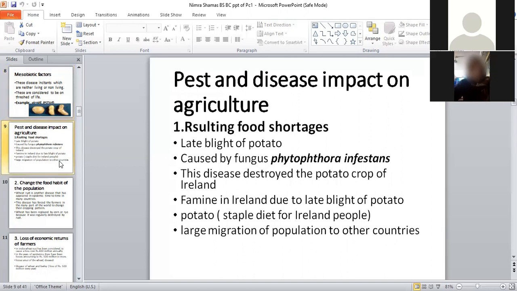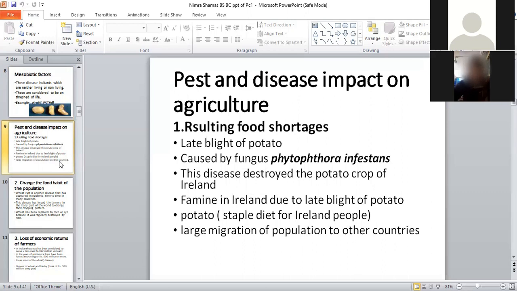Pest and disease impact on agriculture. We discussed that pests are very harmful to human life and to environmental life. So what is the disease impact on agriculture? First, the most important point is the resulting food loss, for example the late blight of potato. There is a great history behind this disease. Late blight of potato is caused by Phytophthora infestans. What is Phytophthora? Phytophthora infestans is a fungus. So late blight of potato is caused by the fungus Phytophthora infestans.